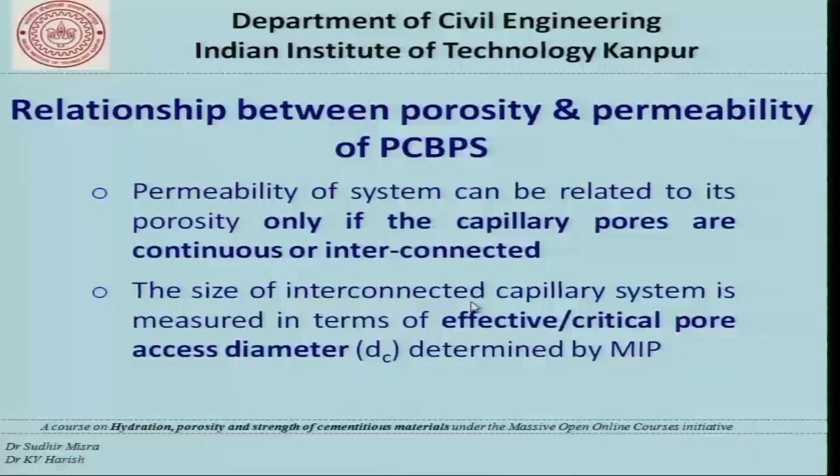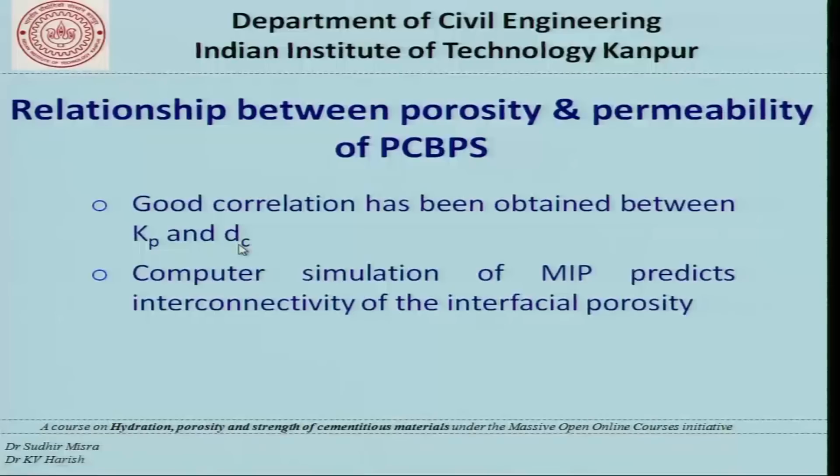The size of the interconnected capillary system is measured in terms of the effective or critical pore axis diameter, which can be obtained from mercury intrusion porosimetry. A couple of lectures before, we have already seen how to determine DC. So, we will again go through some of the figures to understand the connection between permeability and porosity.